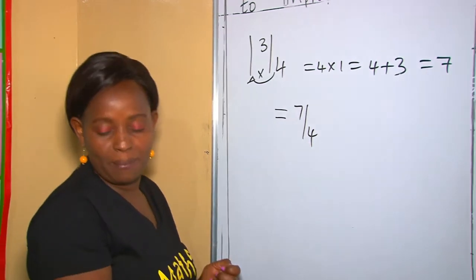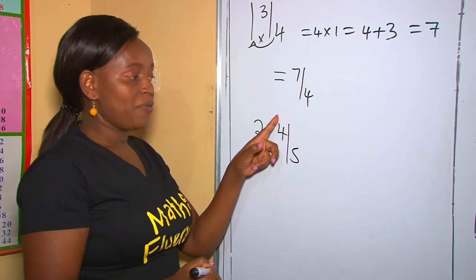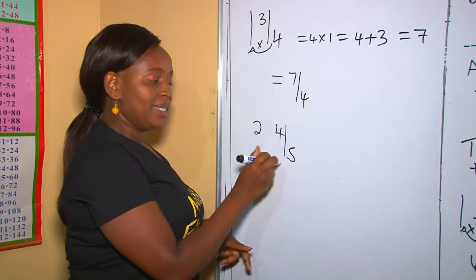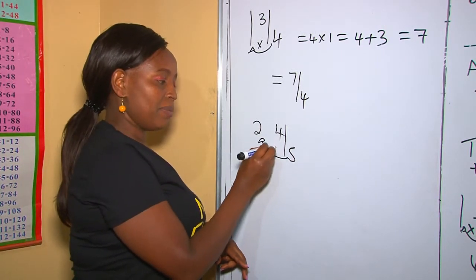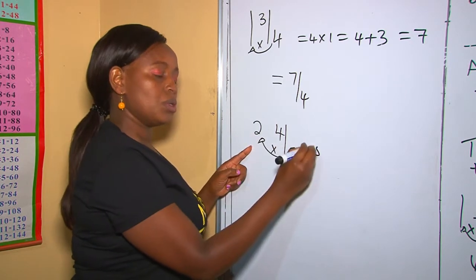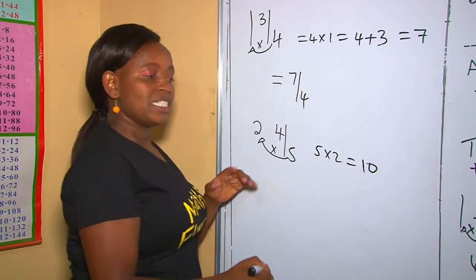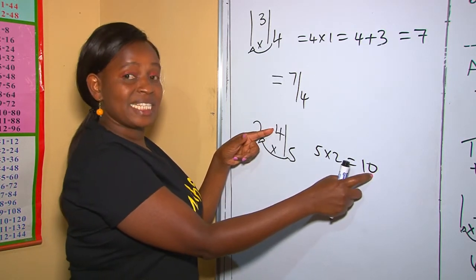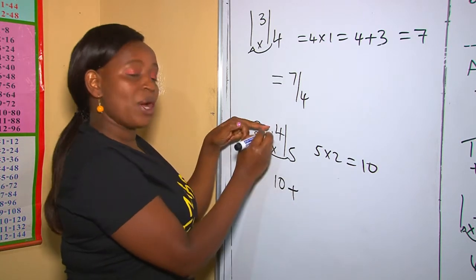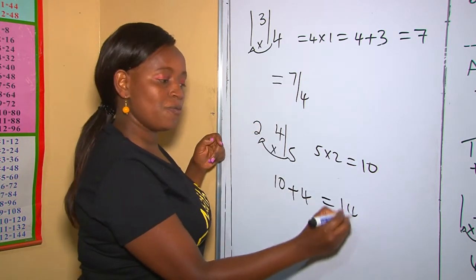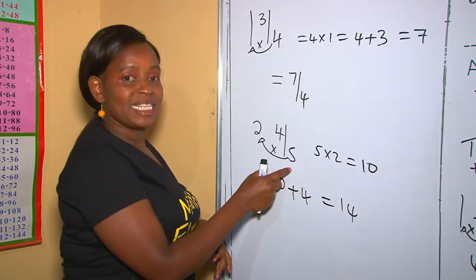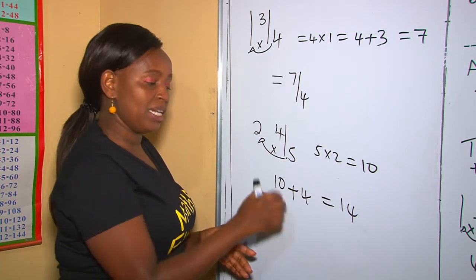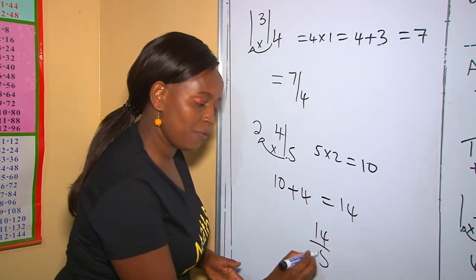Let's get another example. Our whole number is 2 and the fraction part is 4 over 5. Therefore, step 1, multiply the denominator by the whole number. So 5 times 2 is 10. Step 2 says we add our numerator to the answer. Our answer is 10. Therefore, 10 plus our numerator, which is 4, becomes 14. The third step says our denominator remains. So when we're writing our final answer, our denominator remains. So the answer is 14 out of 5.